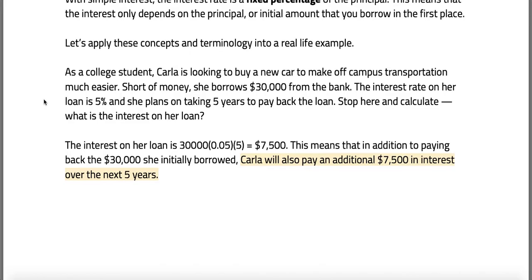Multiplying these three numbers together, we get $7,500 as the interest. That means that in addition to paying back the initial $30,000 that she borrowed, Carla will also have to pay an additional $7,500 in interest over the next 5 years. That's the cost of borrowing.